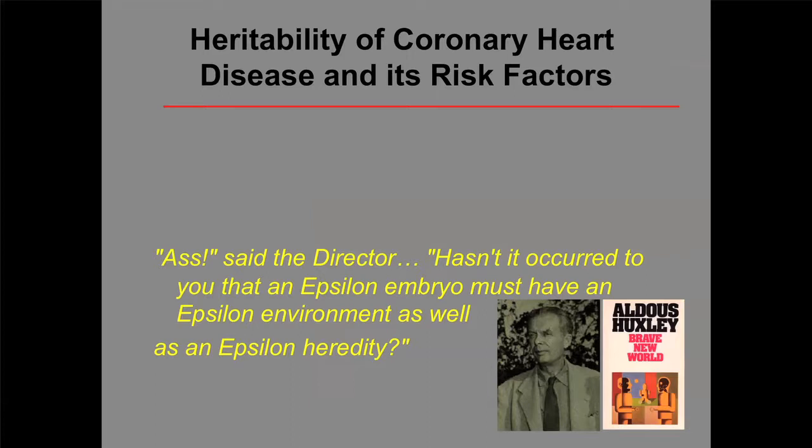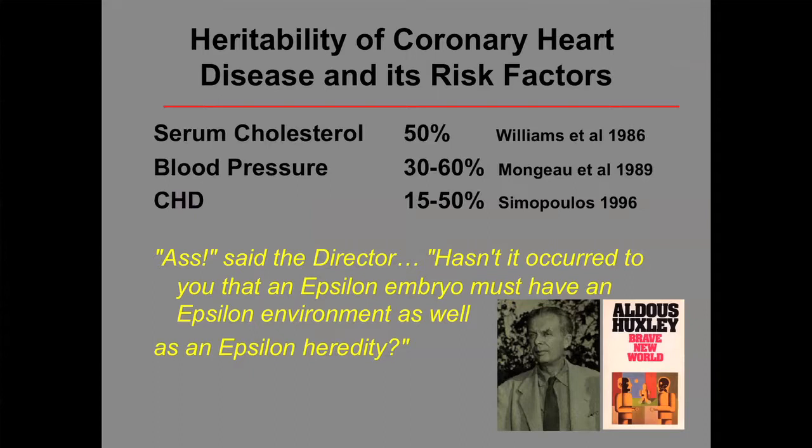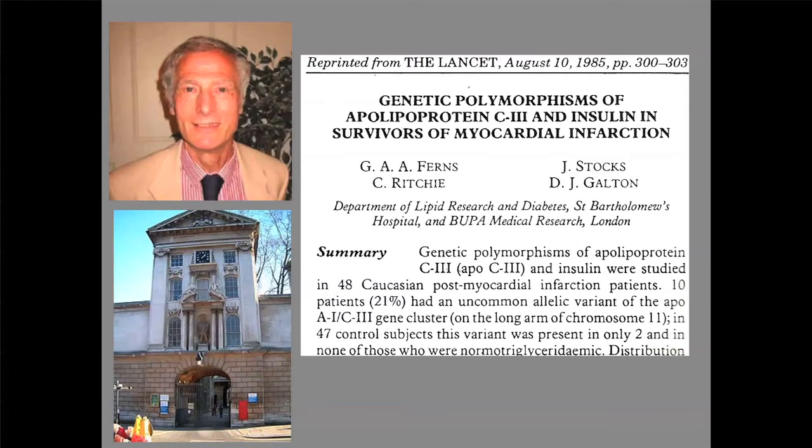We know, for example, that 50% of cholesterol is determined by genes. Heart disease overall, depending on the population you look at, is between 15 and 50%. It depends which population you're looking at as to what value you get. So one of the things that I did, the first paper I wrote actually, was trying to determine what the genetic factors for having a myocardial infarction were.